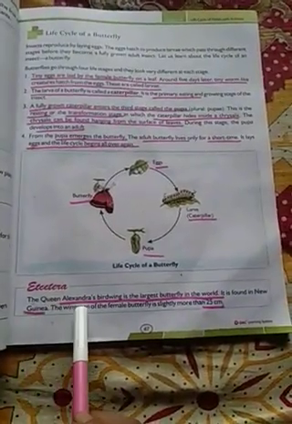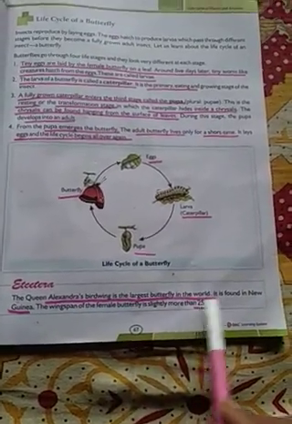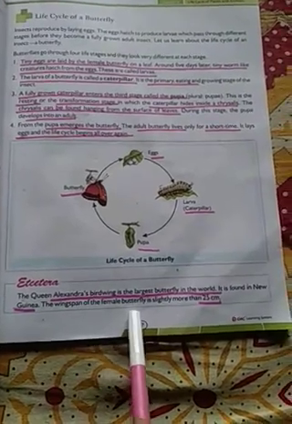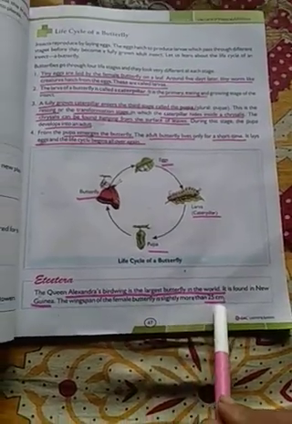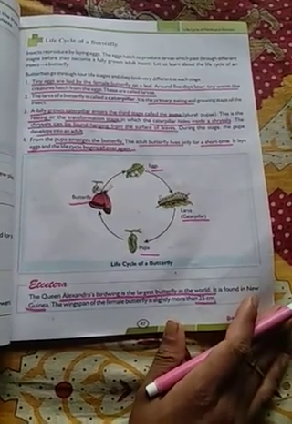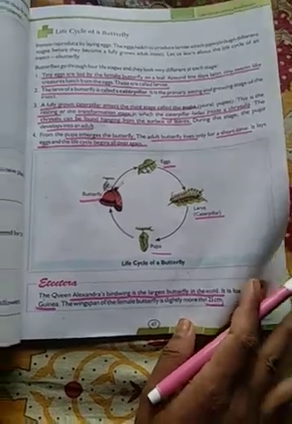Okay, now let's see what is written here. The Queen Alexandra birdwing is the largest butterfly in the world, and it is found in New Guinea. The wingspan of the female butterfly is slightly more than 25 centimeters. So what is the largest butterfly in the world? That is Alexandra birdwing.